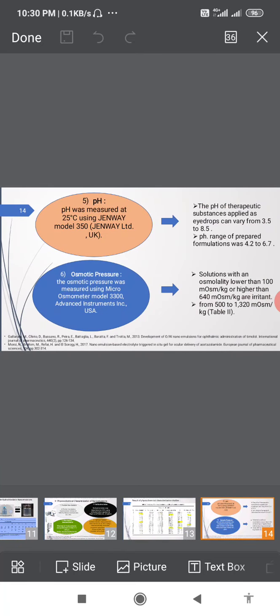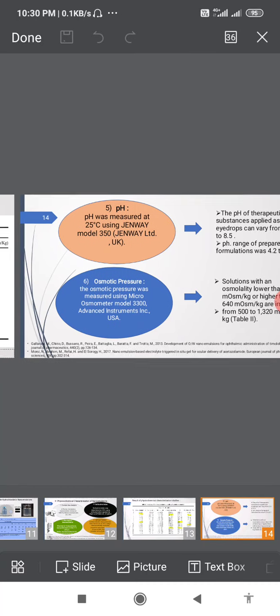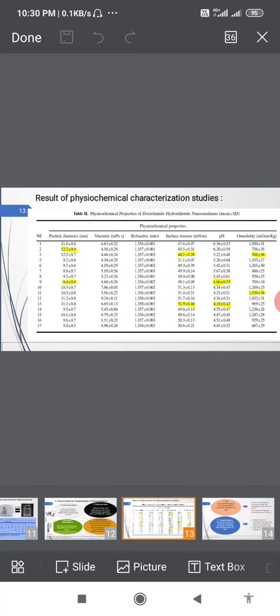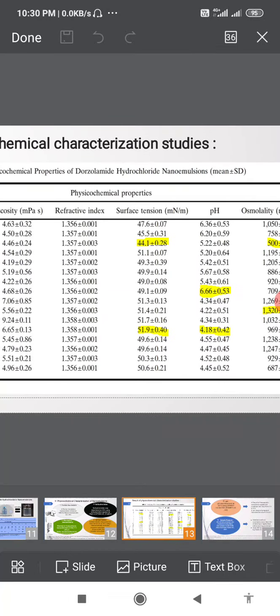Now pH was measured at 25 degrees centigrade using a Geneva model. The pH of a therapeutic substance applied in an ocular system can vary from 3.5 to 8.5, but only when no buffering system is used. And the pH range of the prepared formulation was found to be around 4.2 to 6.7.